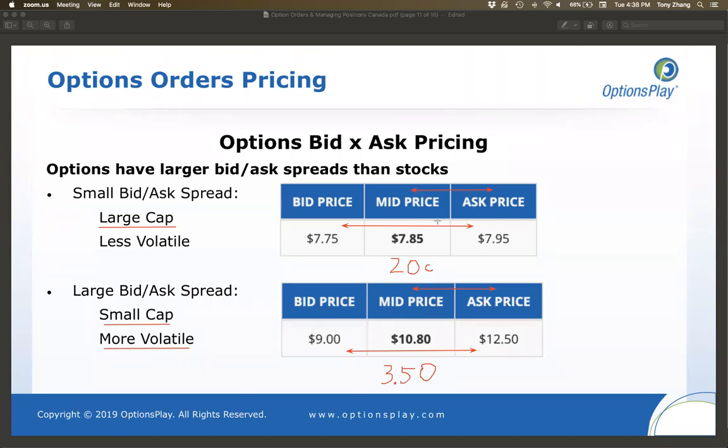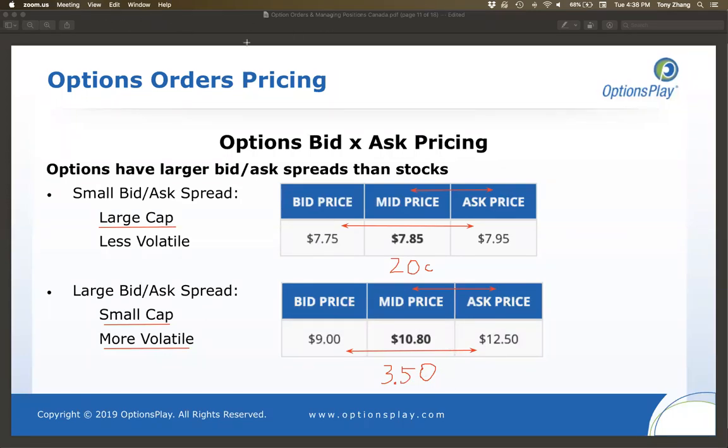So if you were trading this option here on the top, you're paying 20 cents to buy and to sell on that whole round trip. To buy and sell based on this lower price, you have to pay $3.50. So substantially more money to trade this one at the bottom.